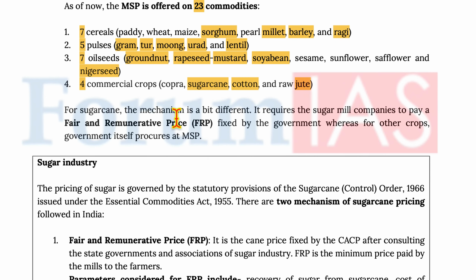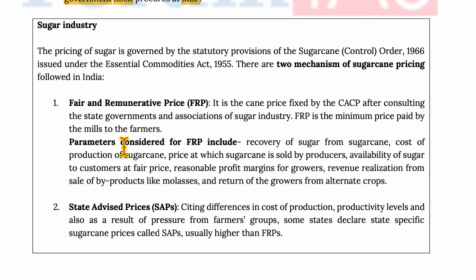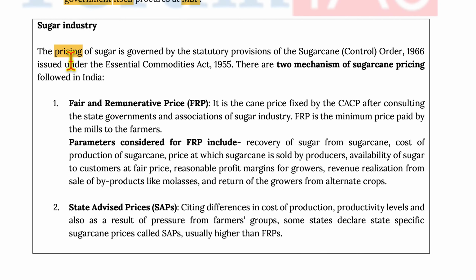For sugarcane, the mechanism is a bit different. It requires the sugar mill companies to pay a fair and remunerative price fixed by the government, whereas for other crops, government itself procures at MSP. Now, moving on to the sugar industry, the pricing of sugar is governed by the statutory provisions of the Sugarcane Control Order of 1966, issued under the Essential Commodities Act of 1955.